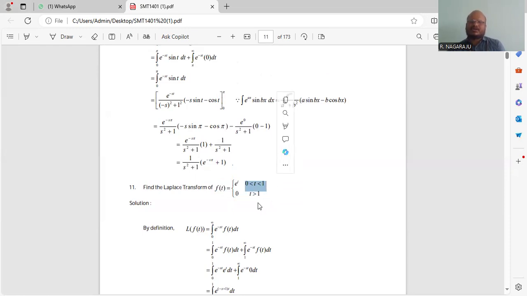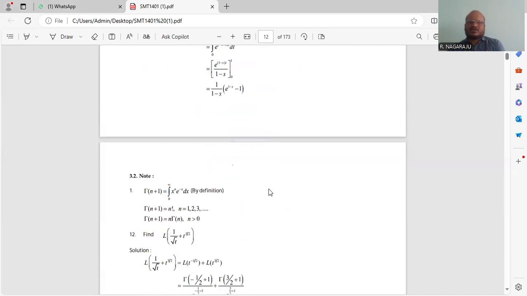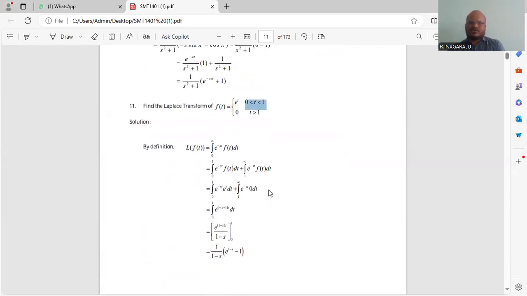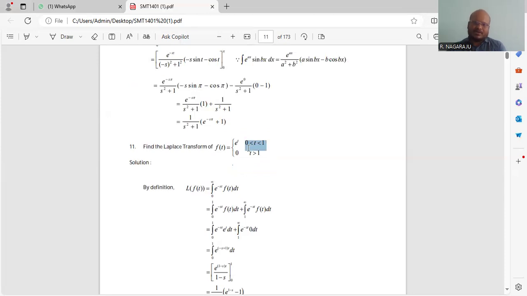So more than 1 it is 0, you can consider that. So in this problem also we can do it like the integration 0 to infinity e power minus st f of t into dt. So here also f of t can consider e power t only because the function is valid from 0 to 1 only. So here also you can take the integral from 0 to infinity. You can split it into 0 to 1 and 1 to infinity. Wherever the function is valid, there only you have to apply this one.